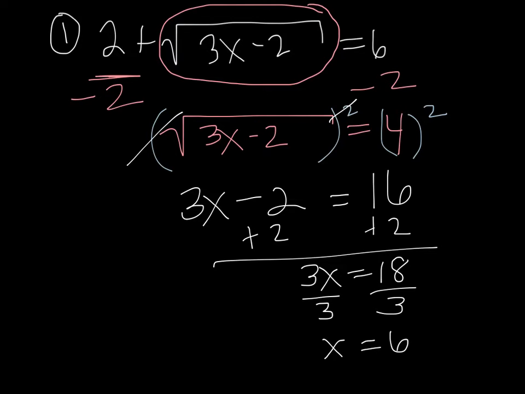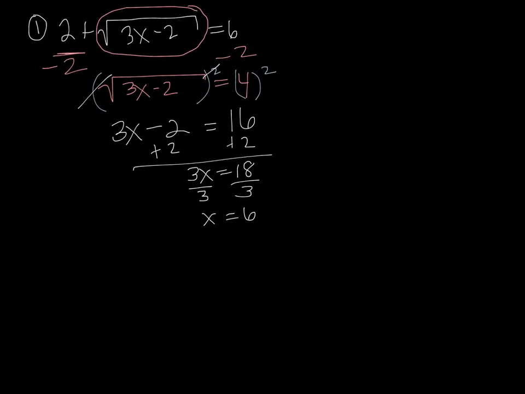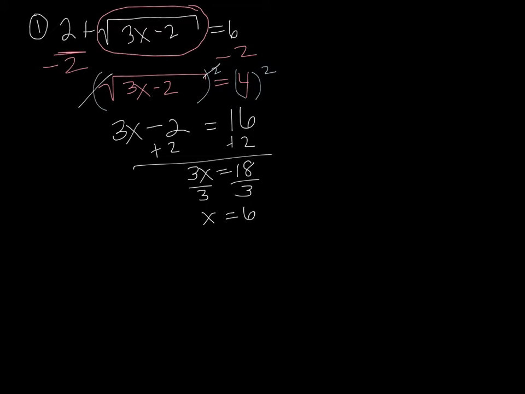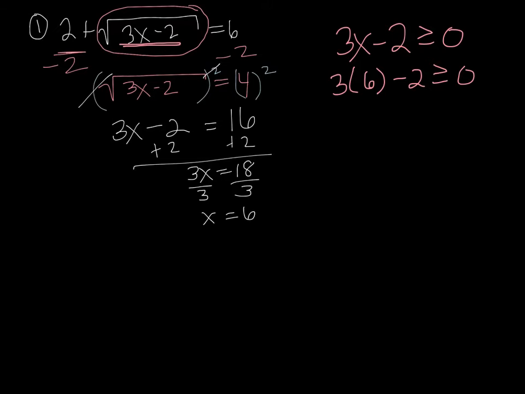So we do have a restricted domain in this one that we want to make sure that we're paying attention to because it's important. So because we're taking the square root of 3x minus 2, whatever we take the square root of has to be positive. So I know that 3x minus 2 needs to be greater than or equal to 0. So you've got two options here. You can solve for x and then make sure that x is within that domain, or you can just plug in the 6. So is 3 times 6 minus 2 indeed bigger than or equal to 0? So 18 minus 2 is 16, which is bigger than or equal to 0, so this is our answer. So just one answer this time.